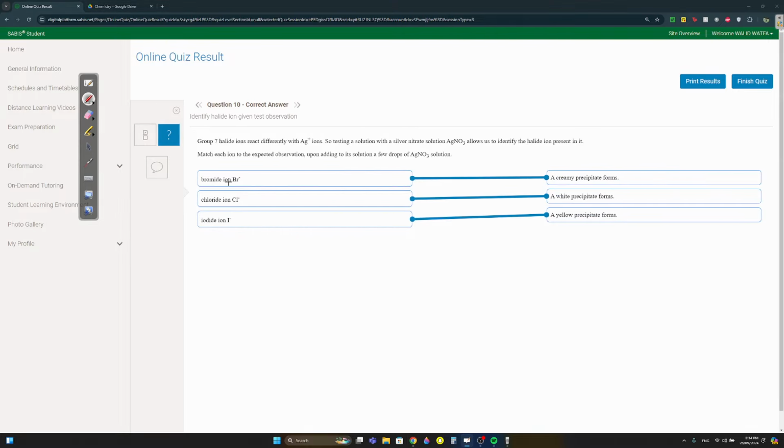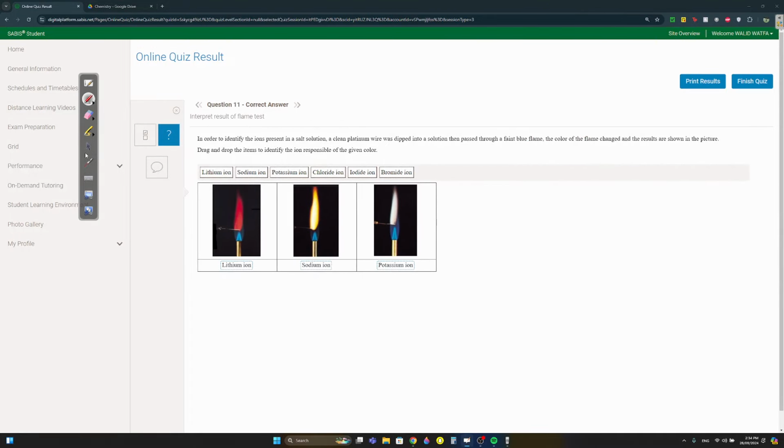Okay, this is very easy. Bromide, Br is creamy, Cl is white, I is yellow. These are easy. Okay, this one, color of the flame, we know. Crimson red. This isn't brick red.